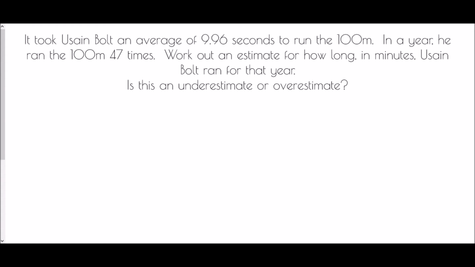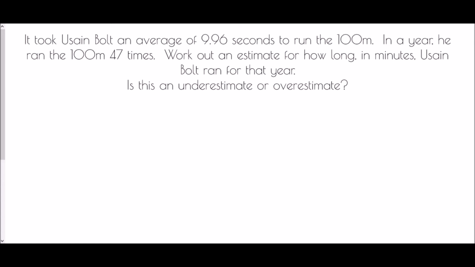And we're going to end with a couple of wordy questions where we need to try to form an approximation or an estimate, and then also think about whether we have underestimated the answer or overestimated the answer. And so it took Usain Bolt an average of 9.96 seconds to run the 100 metres. In a year, he ran the 100 metres 47 times. Work out an estimate for how long in minutes Usain Bolt ran for that year.